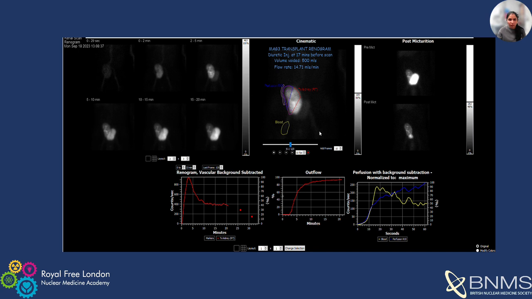The transplant kidney shows good perfusion and cortical uptake with prompt excretion and early spontaneous drainage. There is some tracer retention noted in the transplant kidney on post-micturition images. However, no significant holdup of tracer activity is seen in the pelvicalyceal system of the transplanted kidney.